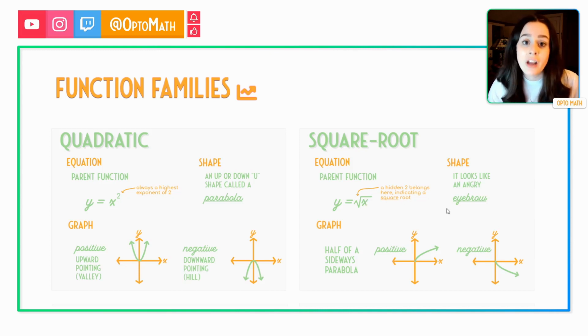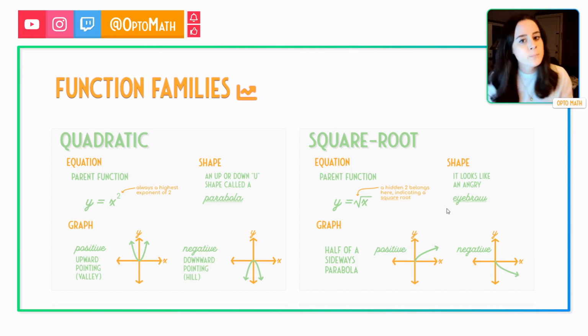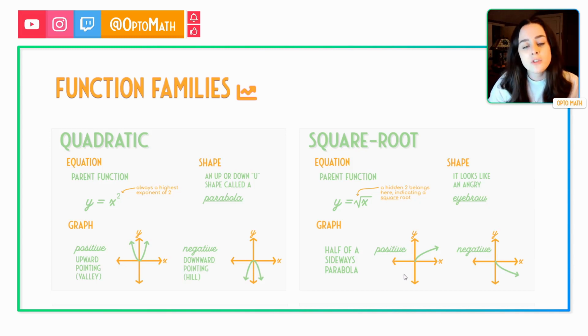It looks like an angry eyebrow if you ask me. I've also heard it be called like an arrow shooting off into the distance. You're sitting in and you're shooting your arrow and it goes pew! So I also think it looks like an angry eyebrow. If your square root graph is positive, it looks like you're really shooting that arrow or you've got your angry eyebrow. If it's negative, you flipped this and now it looks something like this.